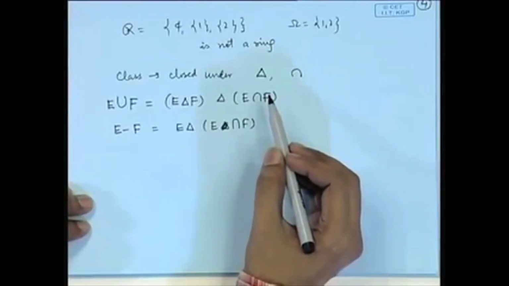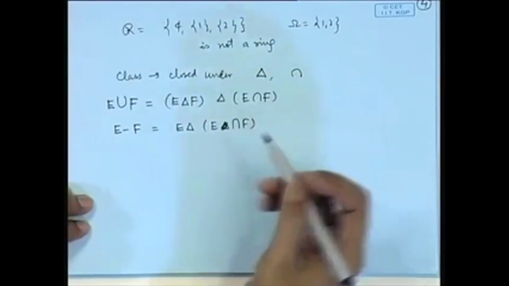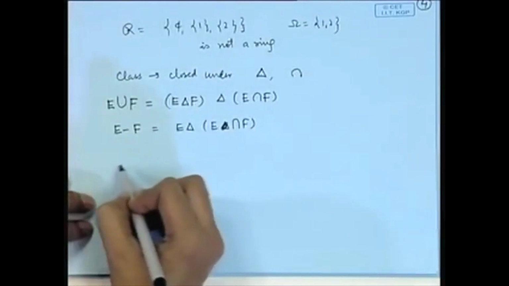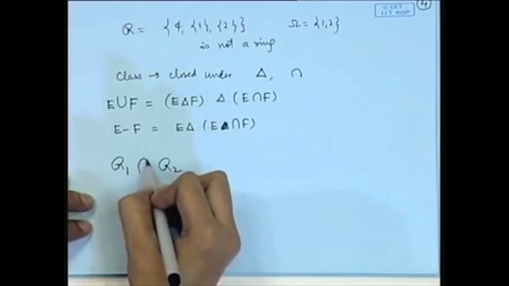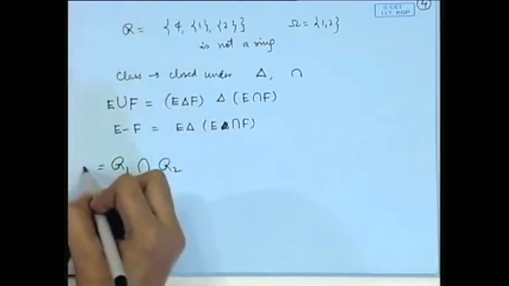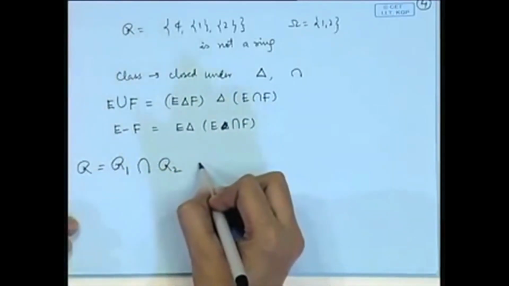Then a further thing is that suppose R1 is a ring and R2 is a ring. Then if I take the intersection of these, let me call it R, then this is also a ring.